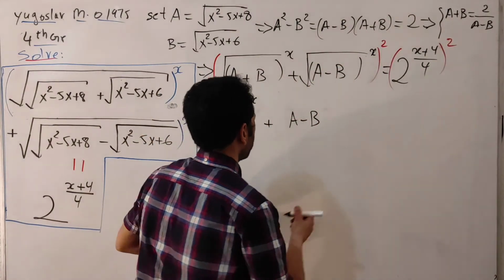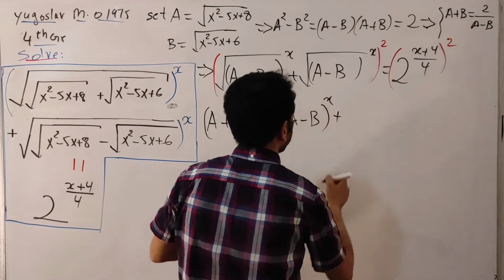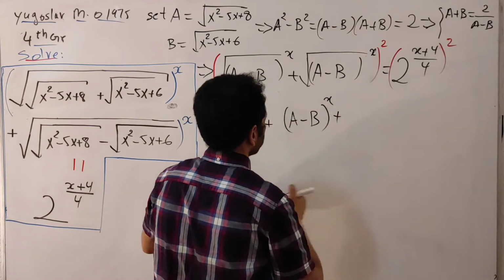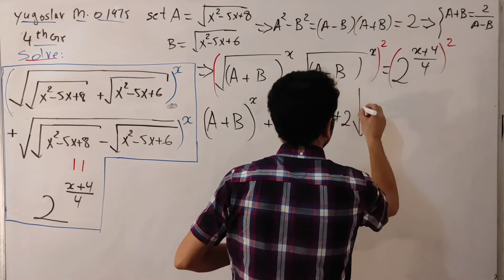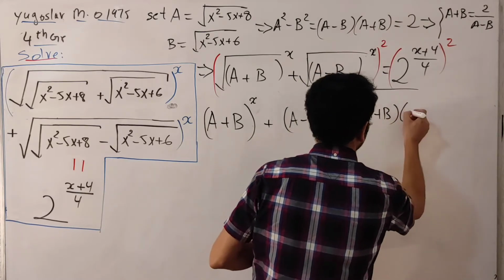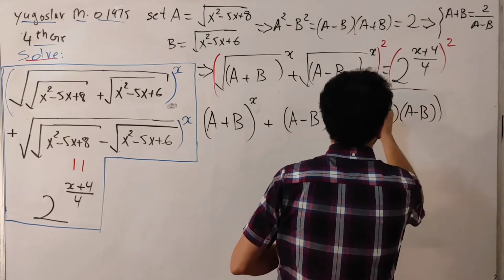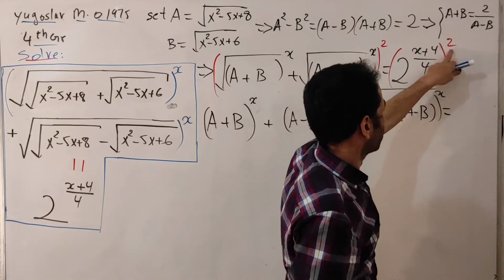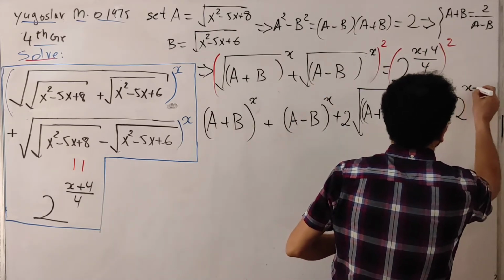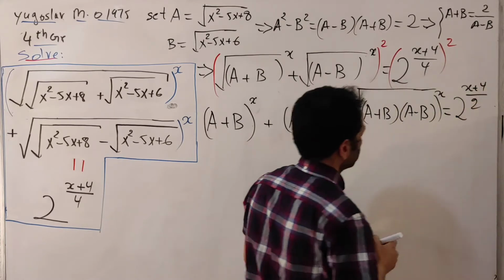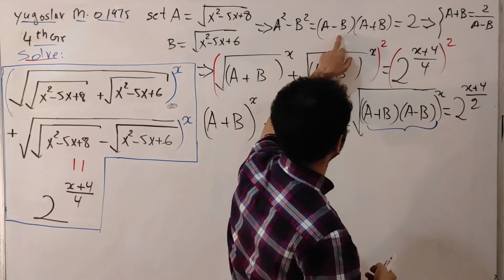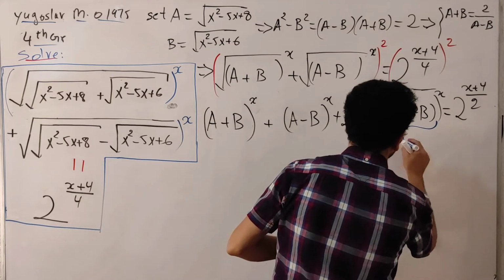Okay, so we'll have A minus B to the x plus 2 times this product. This square root is multiplied by this square root. So we'll have 2 multiplied by capital A plus capital B times capital A minus capital B to the x equals this number 2 as a power. It will cancel out number 4 to the 2. I will have 2 to the x plus 4 over 2. If you take a look carefully, this product A plus B times A minus B equals 2. This one will be replaced with number 2.